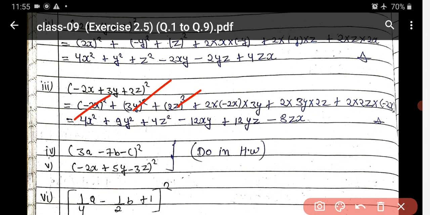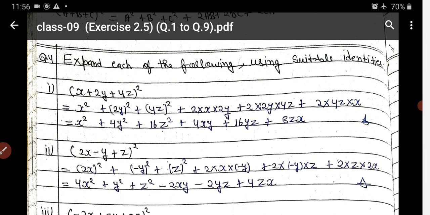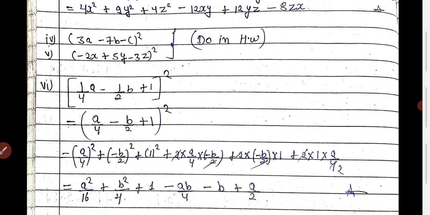a square plus b square plus c square plus 2ab plus 2bc plus 2ca. Now do the calculation, it becomes 4x square, negative with even power so it becomes positive, 9y square, 4z square. Now 2 into 2 is 4, 4 into 3 is 12. Then minus 12xy will come here. Now 3 into 2 is 6, into 2 is 12. Then it becomes 12yz. Now here 2 into 2 is 4, 4 into 2 is 8, minus 8zx. So it is your answer. The remaining two parts you have to do as homework. Okay. So one correction you have to do in that second part. Sorry, first part. First and second part.